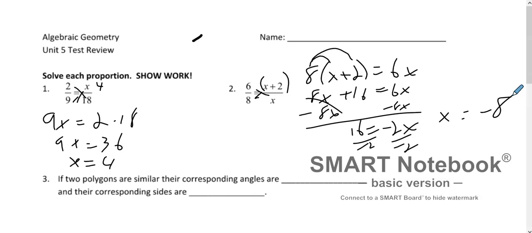All right. And you could check that. You could plug that back in here. Negative 8 plus 2 is negative 6 over negative 8 is positive 6 over 8. It works.